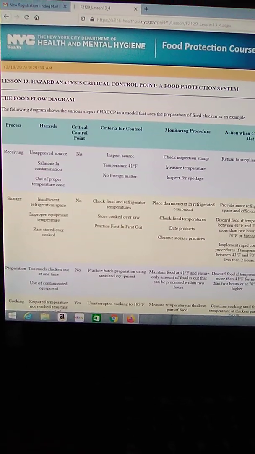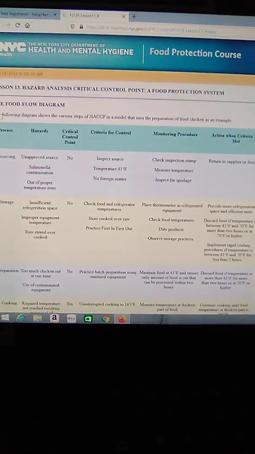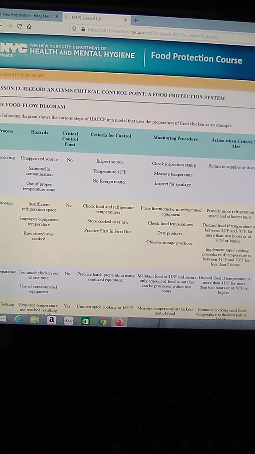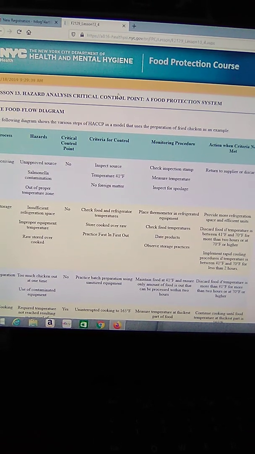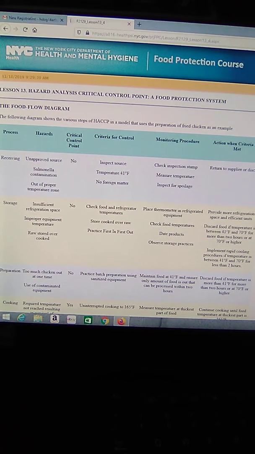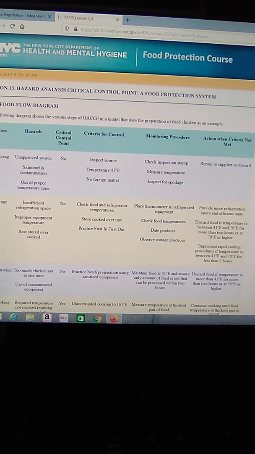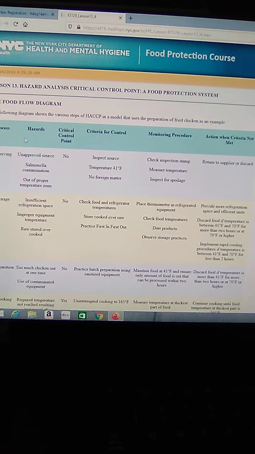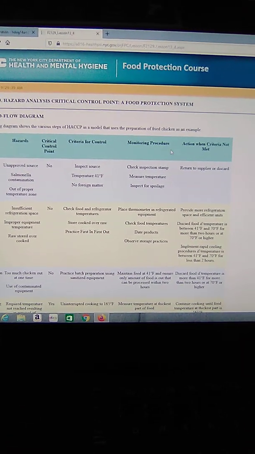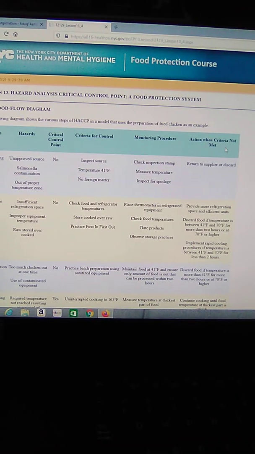The last 2 pages are food flow diagrams. The following diagram shows the various steps of HACCP, Hazard Analysis Critical Control Point, in a model that uses the preparation of fried chicken as that example. Okay, here you go. Process receiving, process hazards, critical control point, criteria for control, monitoring procedure, action when criteria is not met.